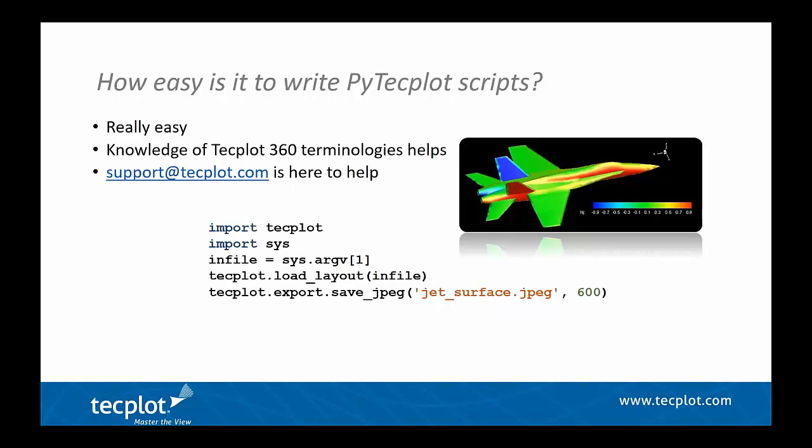Okay, next question is, how easy is it to write PyTecplot scripts? Well, it's very easy, although knowledge of Tecplot 360 terminology does help. We have an example here at the bottom. Really, it's just import tecplot. This is our Python script, so we just import the Tecplot module. And we can import other Python modules and use them. For example, we can load a layout with tecplot.load_layout. We give it some input file. We can save an image with tecplot.export.save_jpeg, for example. And all of the image saving functions are under this tecplot.export namespace. And we'll get into that, I think, a little bit.